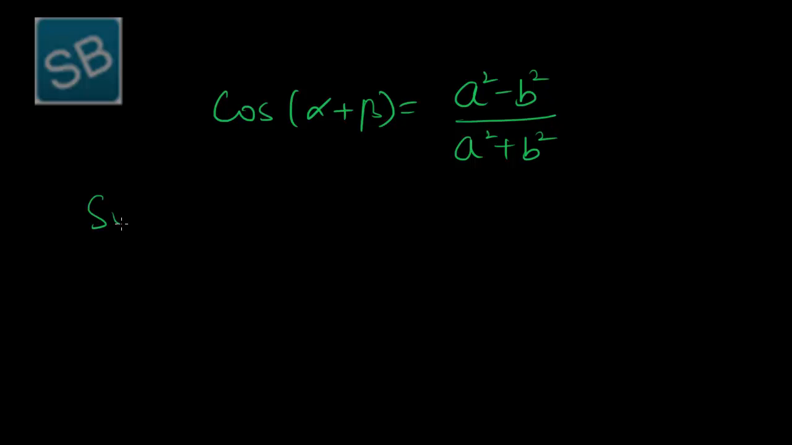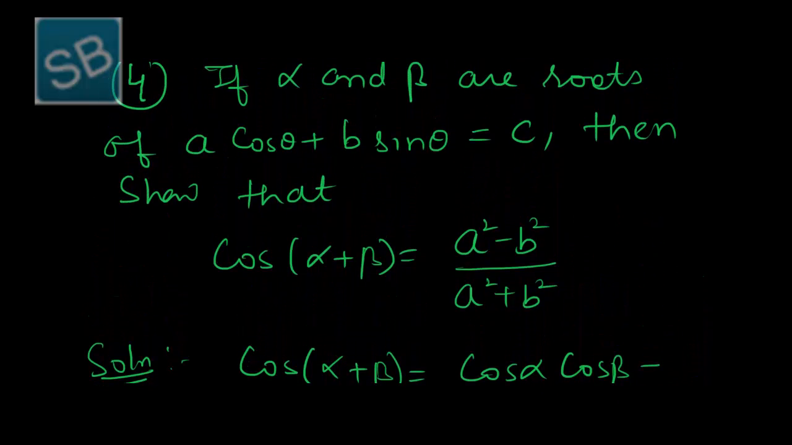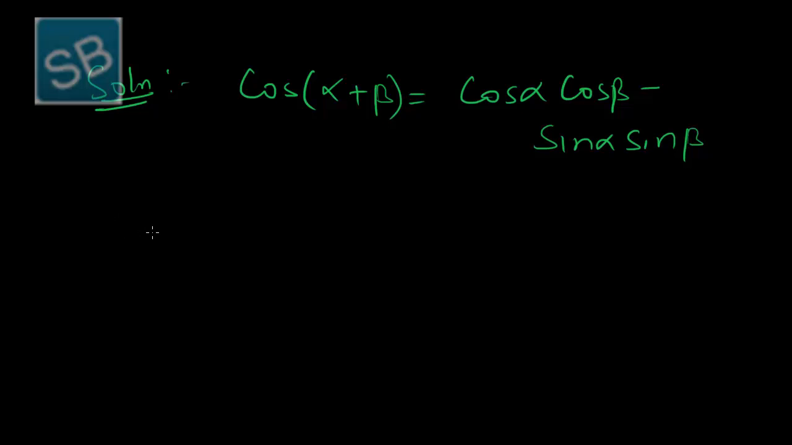First of all, for the value of cos alpha plus beta, what should we need? As this is an addition formula of cos, we get cos alpha cos beta minus sin alpha sin beta. So we have to find the value of cos alpha into cos beta and sin alpha into sin beta. Just see in the question, alpha and beta are the roots of this equation. So let's see what happened.